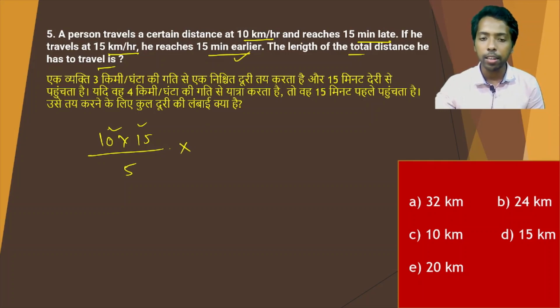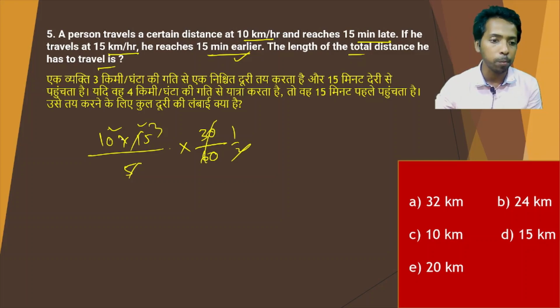This is earlier, this is late. Keep one thing in mind, this is 15 minutes, this is 15 minutes. You may think that this is 0. No, this is 15 minutes late and this is 15 minutes earlier. That means for the total difference, we have to take the sum of the two. That is 30 divided by 60. This is 3 and this is half, that means 5, and this is 15 kilometers.